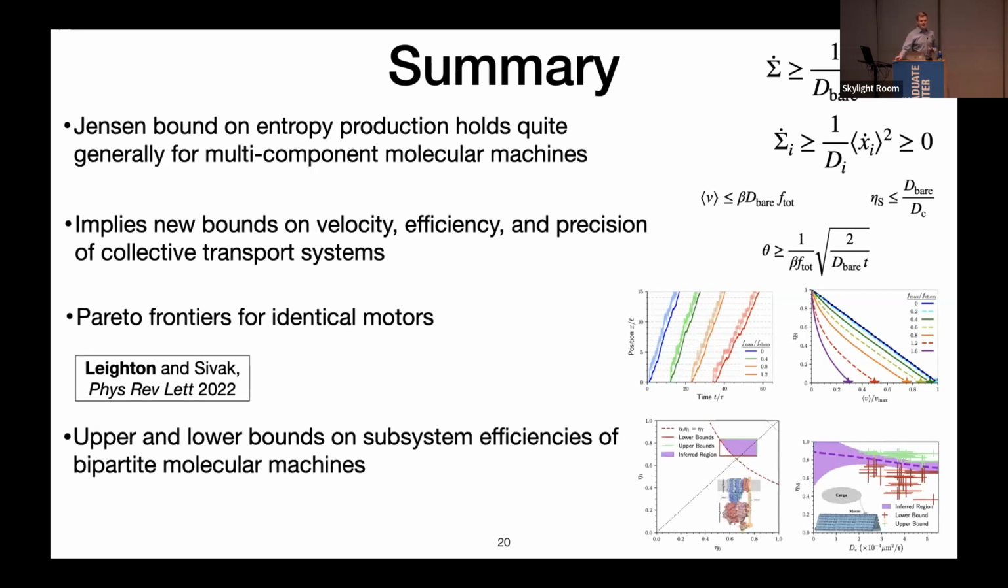And then likewise, this same tool can be applied to two-component systems to infer subsystem efficiencies in bipartite molecular machines like ATP synthase. And again, here's the reference.